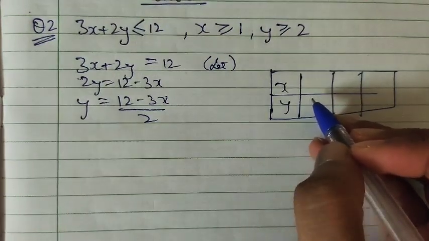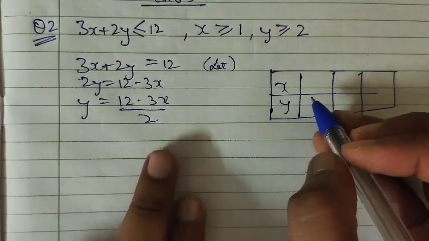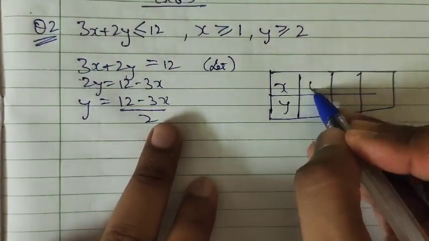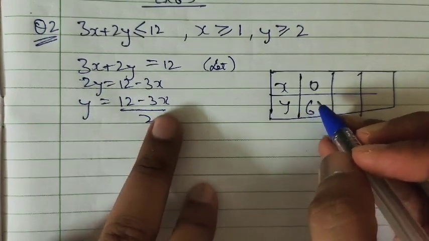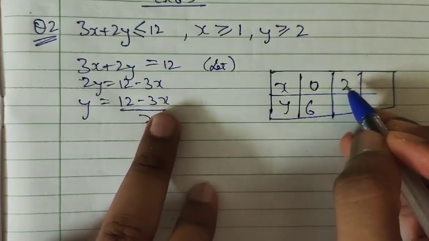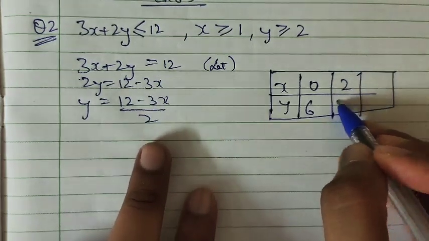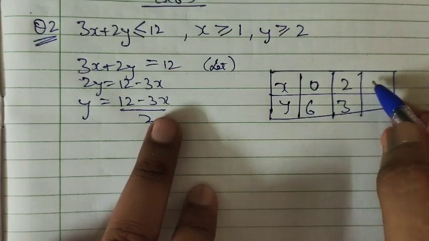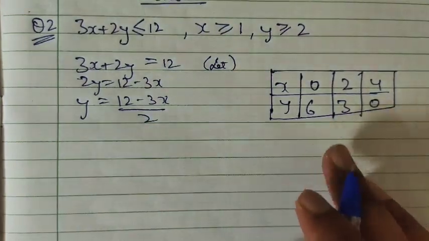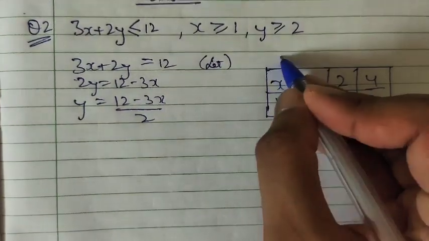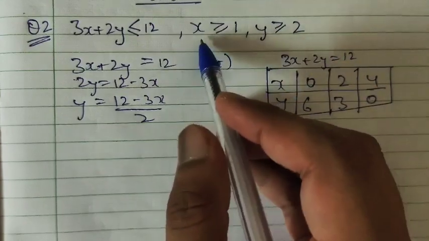So if x is 0, I am doing it directly; you have to show the solution. Put x equal to 0 into this, so y will be 12 upon 2, which is 6. If x is 2, 3 multiplied by 2 is 6, 12 minus 6 is 6, and 6 upon 2 is 3. If x is 4, 4 multiplied by 3 is 12, and 12 minus 12 is 0. So these are the coordinates we have got for the equation 3x plus 2y is equal to 12.